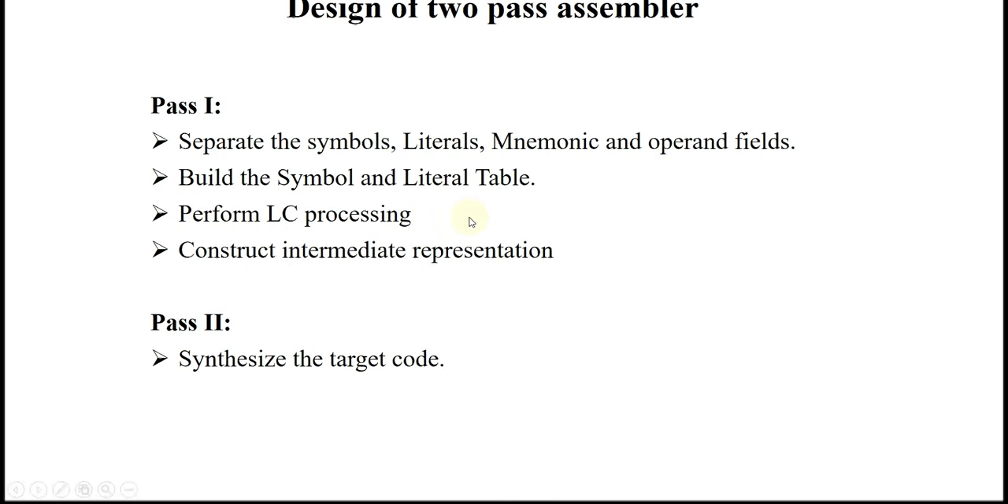Here we are assigning the LC. LC is nothing but location counter for every instruction. And then constructing intermediate representation. Means here we are generating intermediate code for pass 1. Now in pass 2, synthesize the target code. With the help of intermediate code, symbol table and the literal table, we are finally generating the object code. That is nothing but the synthesis of the target code.